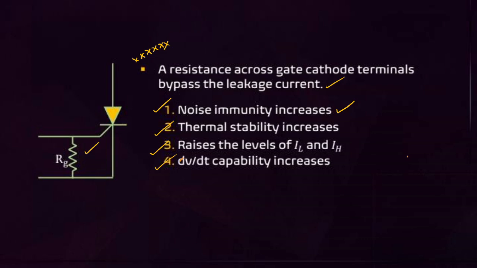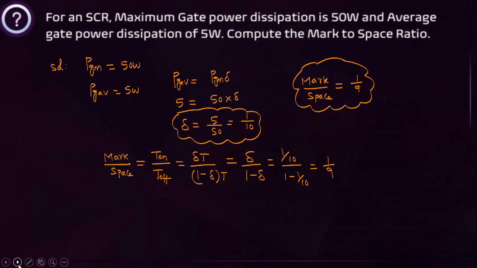If it is an MSQ question, then you select all the options, because all the options are correct. Noise immunity increases, thermal stability increases, the levels of latching current and holding current are raised, and dV/dt capability increases by connecting the resistance across the gate and cathode terminals.